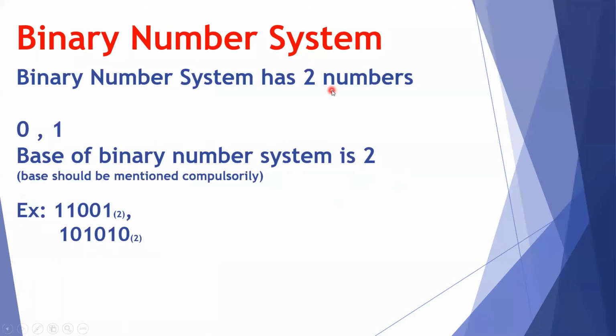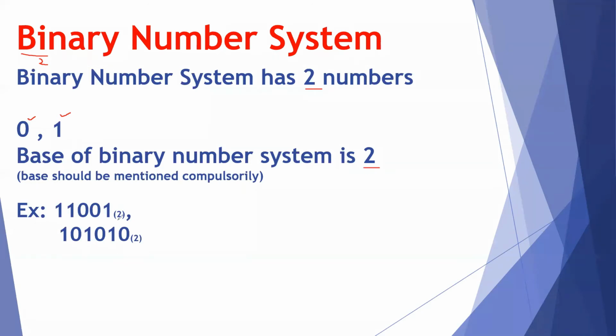Now, let us move on to the other number system, that is the binary number system. Here, bi indicates 2. Nary means number. So the binary number system has two numbers. We begin from 0, so 0 and 1 are the two numbers in the binary number system. That's why the base of the binary number system is 2.